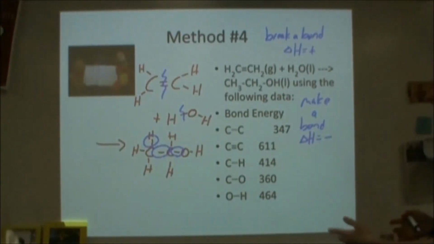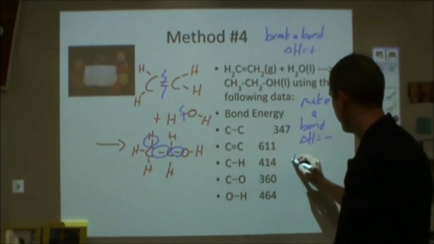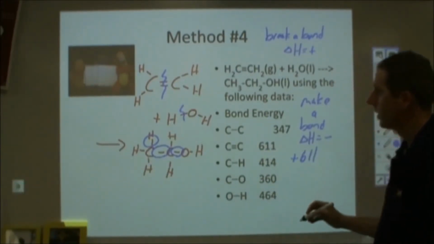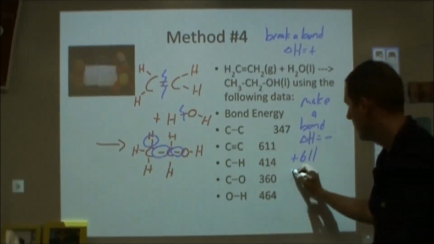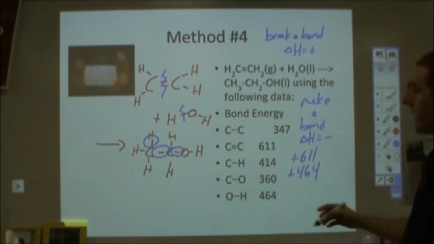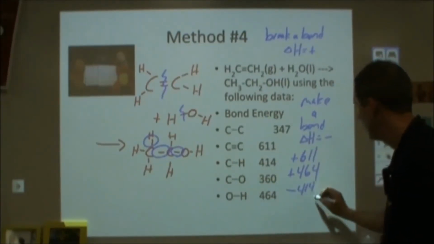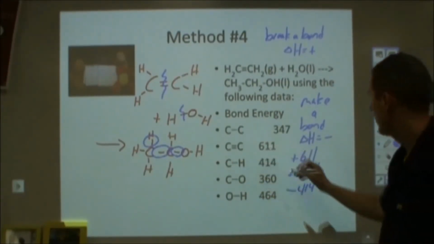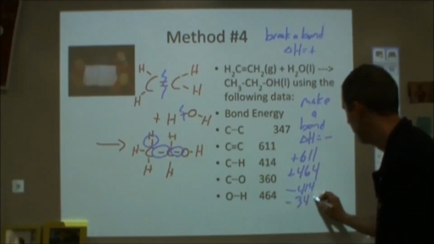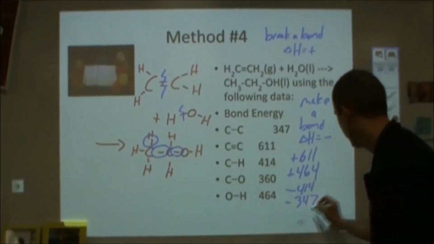So if I look at my values then, for breaking, for my positive, I'm breaking this double bond. I have plus 611. And I'm breaking a hydrogen-oxygen bond. That's 464. For the negatives, I'm making a carbon-hydrogen bond. That's negative 414. I'm making a carbon-carbon single bond. That's negative 347. And I'm making a carbon-oxygen bond, a negative 360.